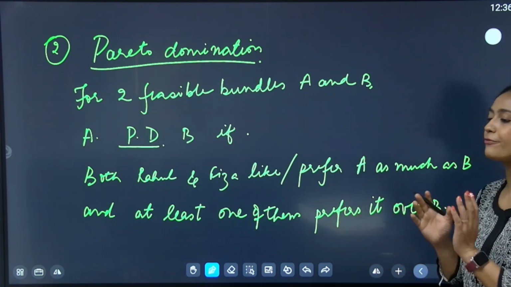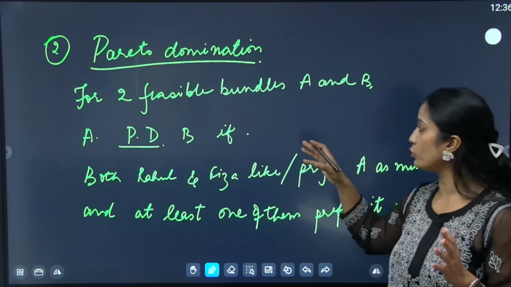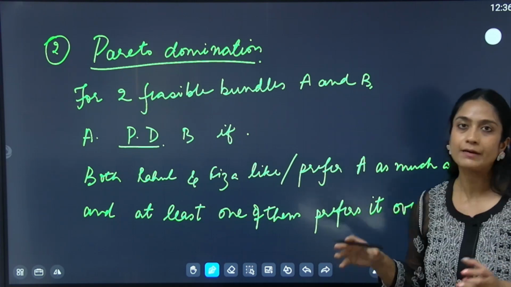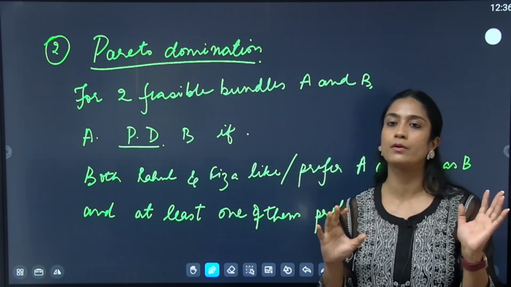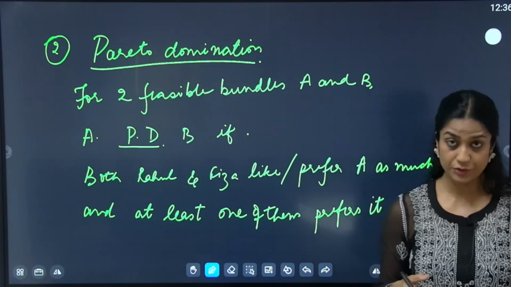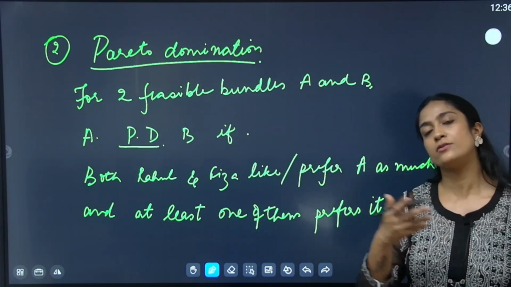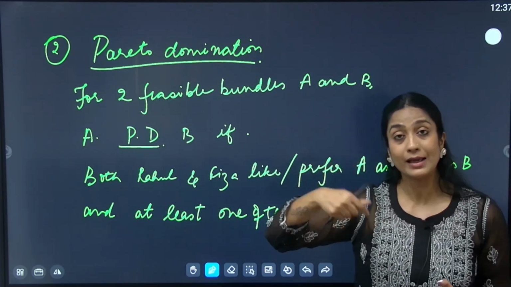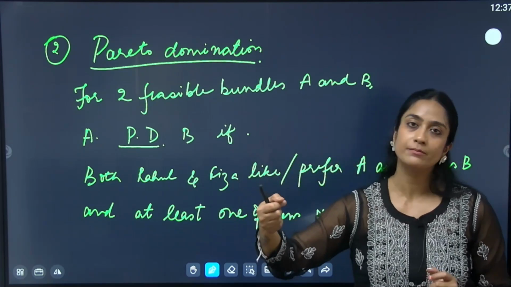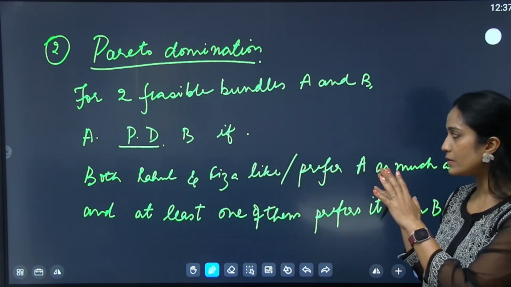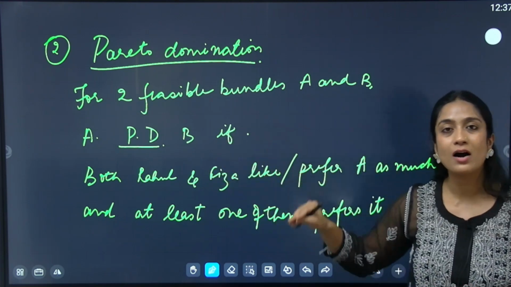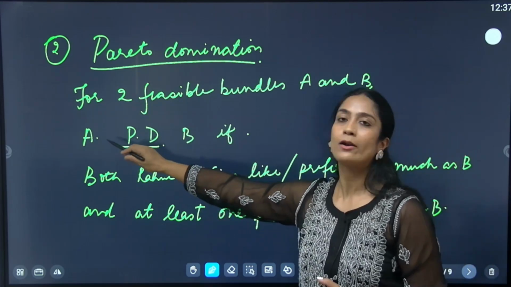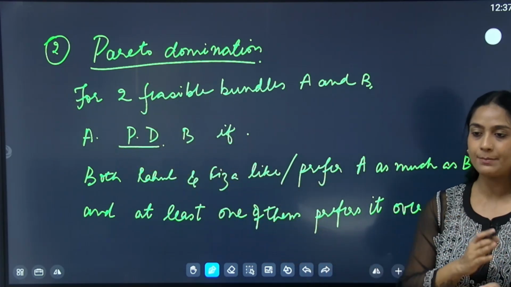So essentially, suppose there are two allocations A and B, right? Suppose Fiza is indifferent between A and B, so she gets the same utility under allocation A as she would under allocation B. But Rahul prefers A, because he has a better bundle which gives him higher utility when the allocation is at A rather than B. So then we say that A Pareto dominates B.